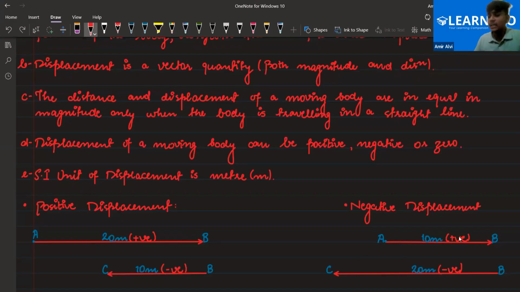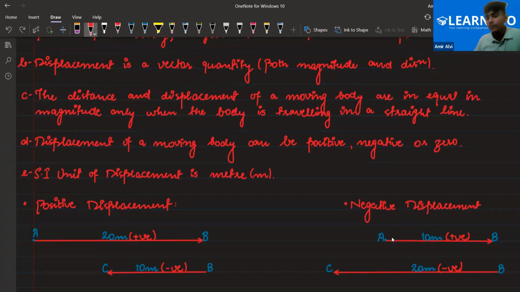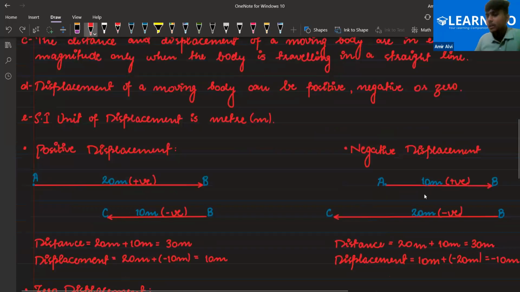Now let's talk about the negative displacement. Please let me know the total distance covered in this case. 30. And what is the displacement? Minus 10, by Chakrika. Javeriya said 10, so it would be negative 10. Why negative 10? Everyone see this thing: the 30 was right, but right now I have taken this side as positive and this side as negative.